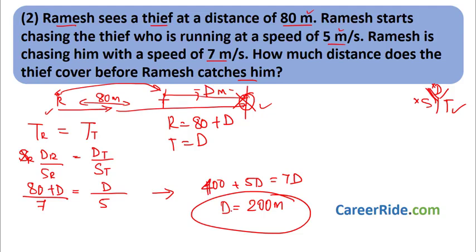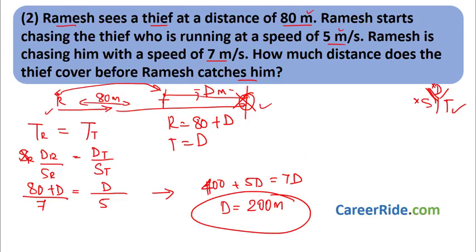Now this is a very popular kind of sum that is generally asked, that the thief is running and when would the policeman catch the thief, how much distance does the thief travel. So please pay attention to this sum, okay? And if you have not understood, I'll explain it again, right?